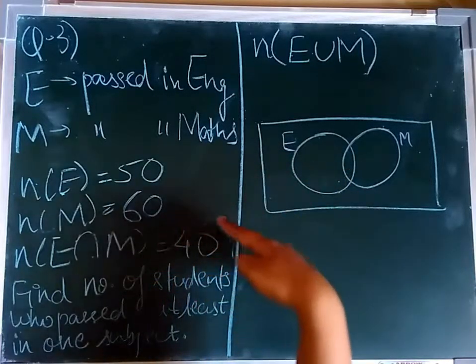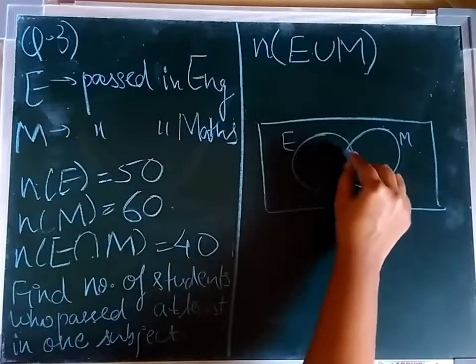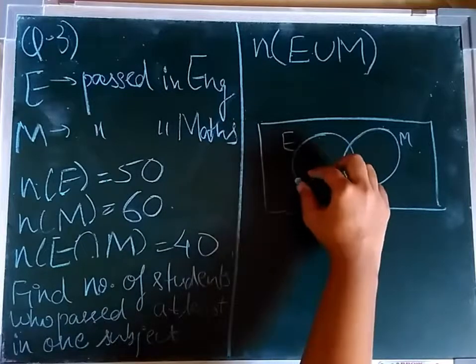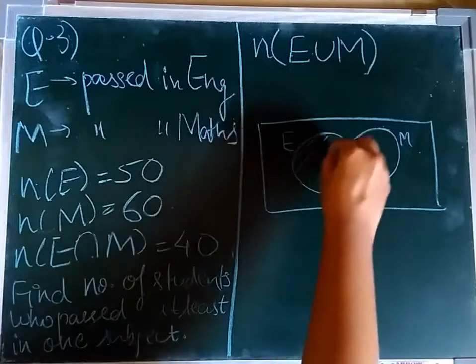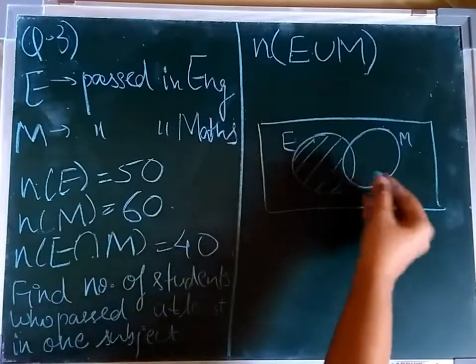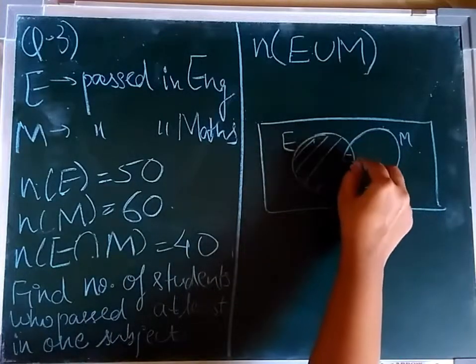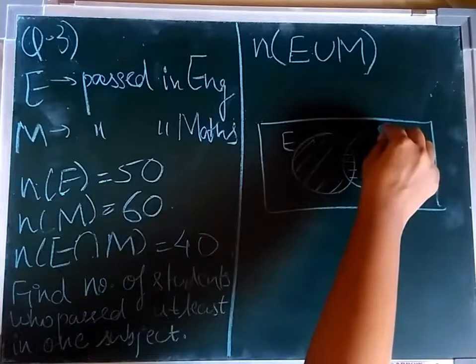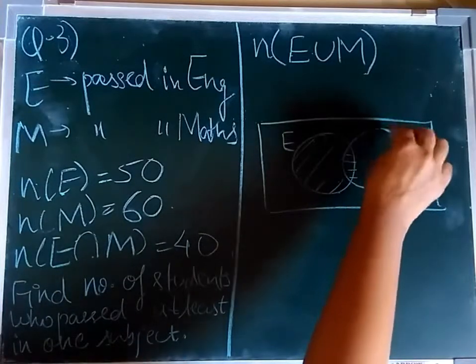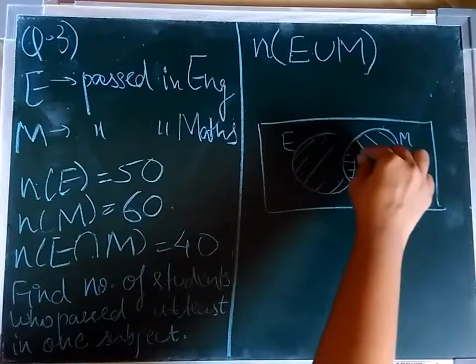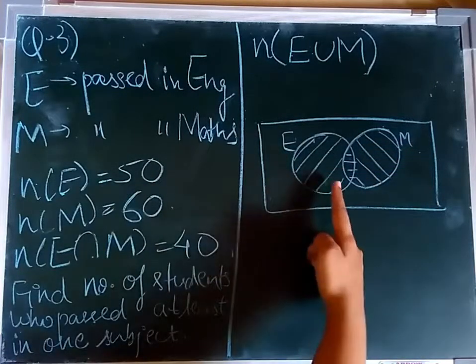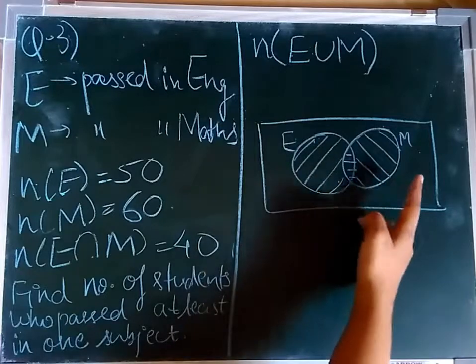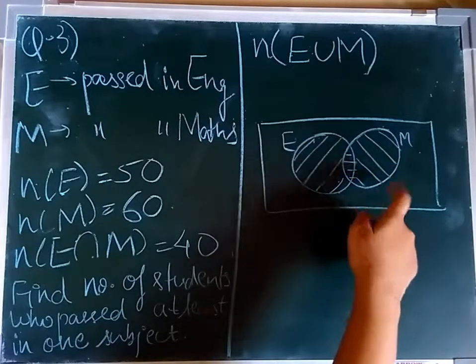Then, and we know this part. Okay, we need to find the number of students who passed at least in one subject. So we need to find this area plus this area and plus this area. So we need to find E union M so that we get the shaded part.